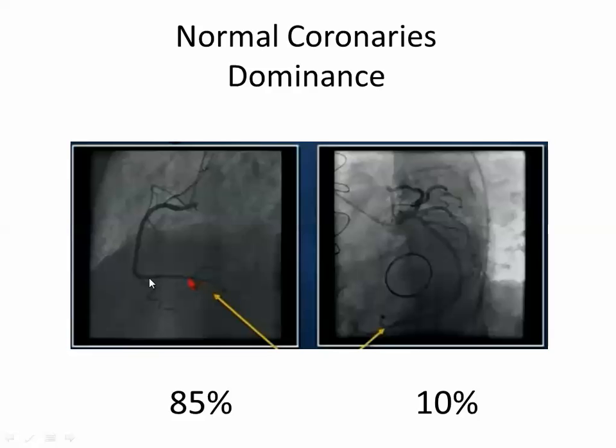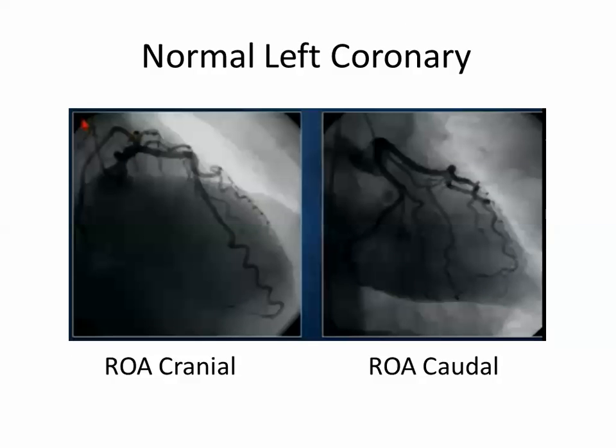What's this view? Left, so it is LAO. So what are the walls? SALI of the LV. So it will be the septum here, anterior, lateral, and inferior. And this will be inferior, and this will be the RV. So it is the RCA, and it is supplying the inferior of the LV. So it is right dominant, 85%.